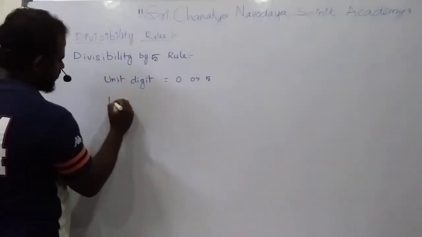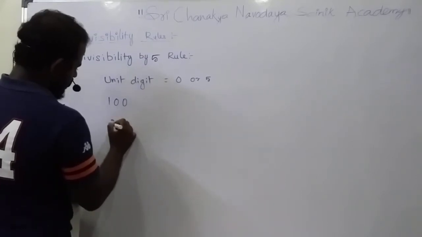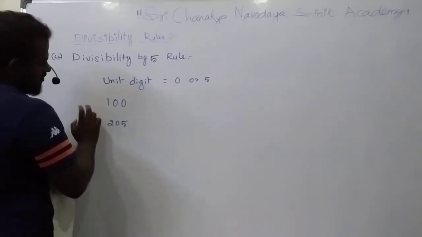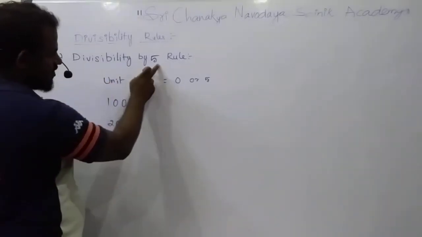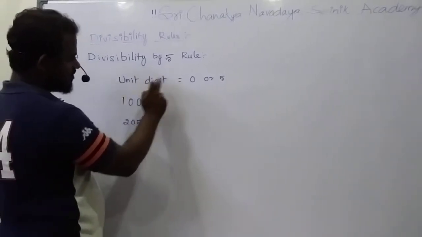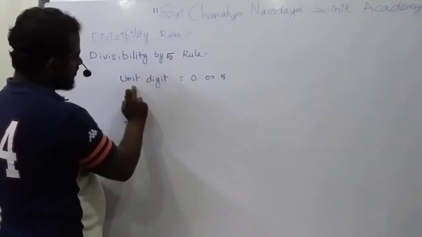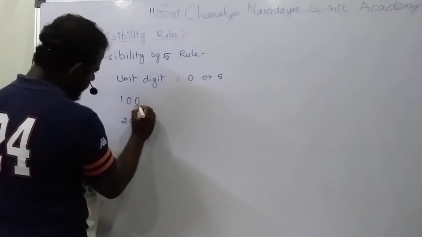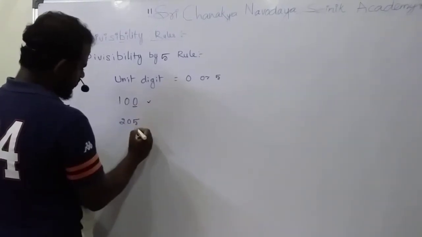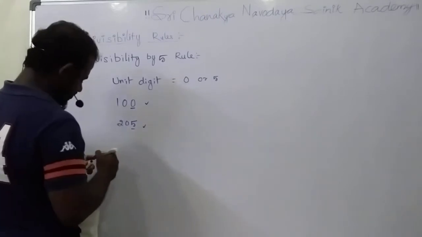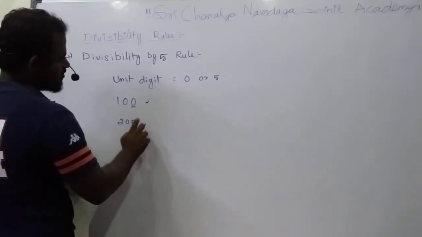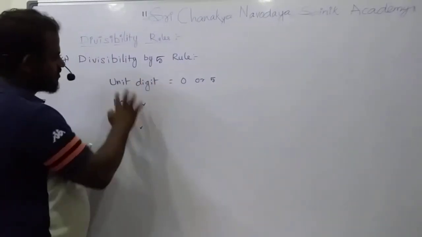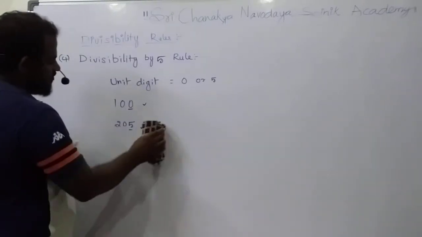So we will see some examples. Suppose 100, 205. He gives 2 numbers and asks us to check whether these numbers are divisible by 5 or not. Divisible by 5 means we will see the criteria. The criteria for this rule is the unit digit. We will look at the unit digit. If the unit digit is 0 or 5: in this number the unit digit is 0, so this is divisible by 5. In this number the unit digit is 5, so this is also divisible by 5. So if the unit digit is 0 or 5, then those numbers are divisible by 5. This is about divisibility by 5 rule.